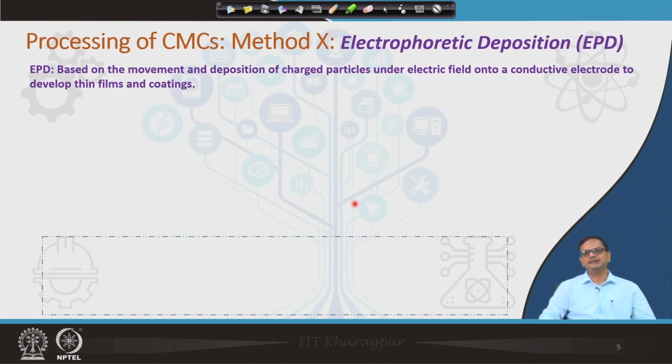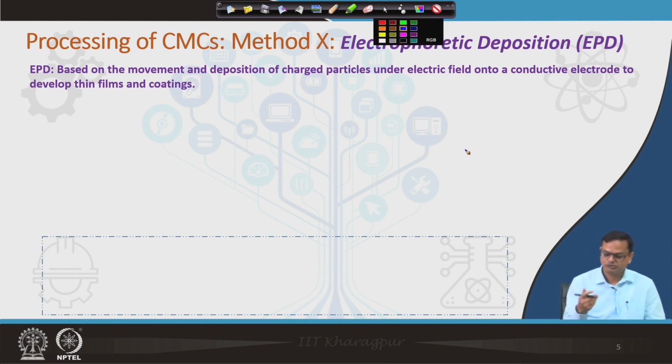The next process is EPD, electrophoretic deposition. Again, it is not a new technique. It is based on the movement and deposition of charged particles under an electric field onto a conductive electrode to develop thin films and coatings. Now, just to show you what exactly the method is, I would like to draw it quickly for your understanding.